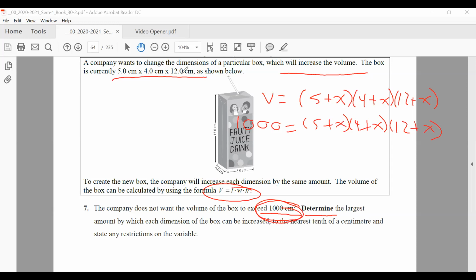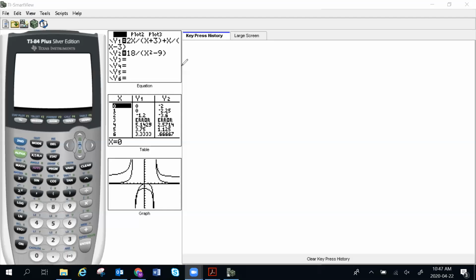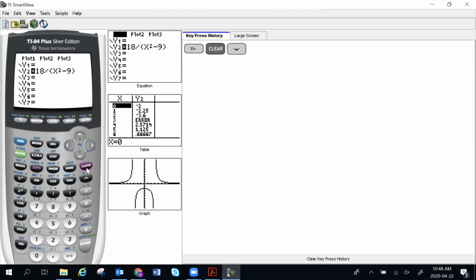Okay, so how am I going to solve that thing? Well, that's a cubic. So I'm not going to get you to solve the cubic algebraically. We've talked about that. What are we going to do then? Graph it, baby. Okay, let's go to our graphing calculators. Okay, you got your graphing calculator. So what we're going to do is we're going to graph this thing. So I'm going to clear out anything I got in there.